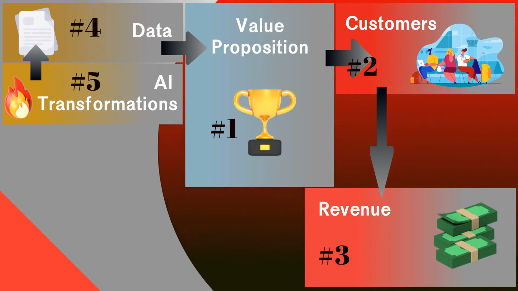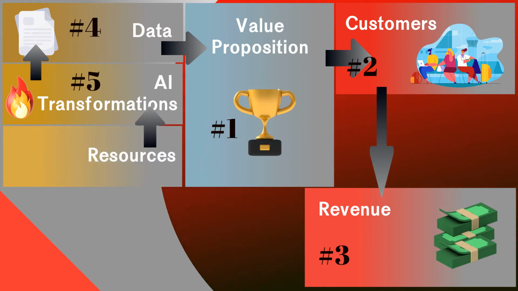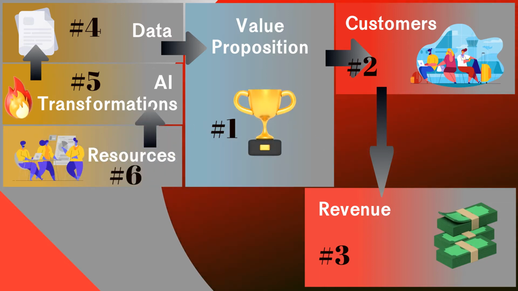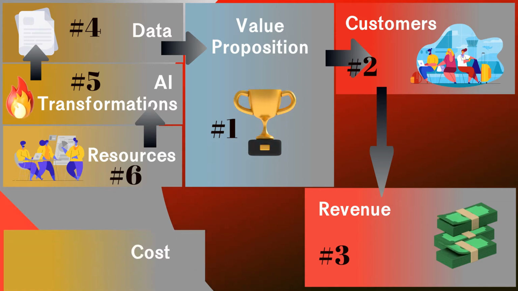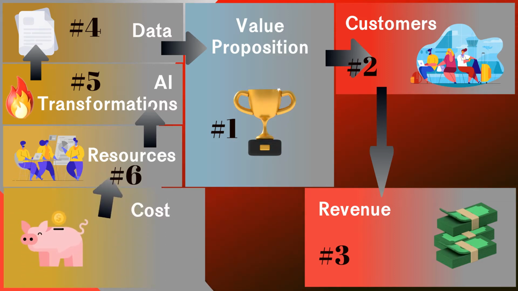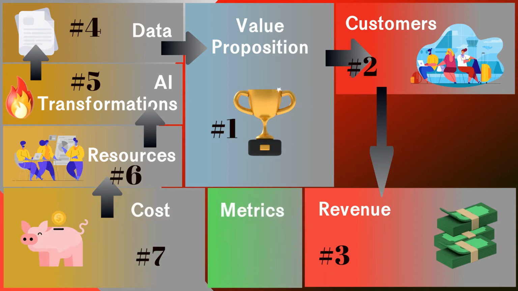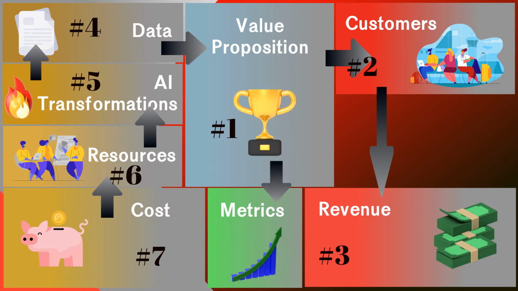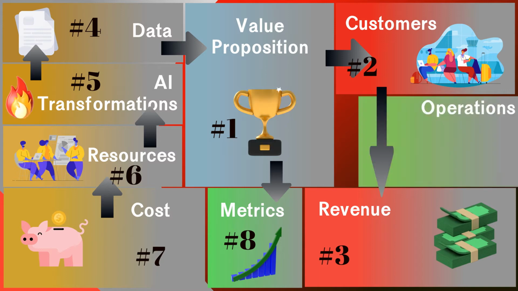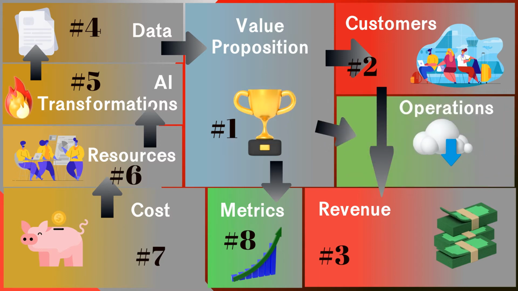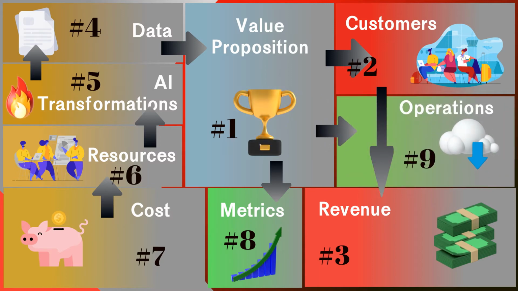For all these activities, you need resources and equipment, shown in number 6, the resources block. That leads to number 7, the cost block, as you need investment to engage resources. Once the value is created, you need to sustain it. Number 8, the metrics block, talks about how you will measure success and other parameters of the AI initiative. Finally, number 9, the operations block, addresses issues like privacy, governance, integration, and operationalization.